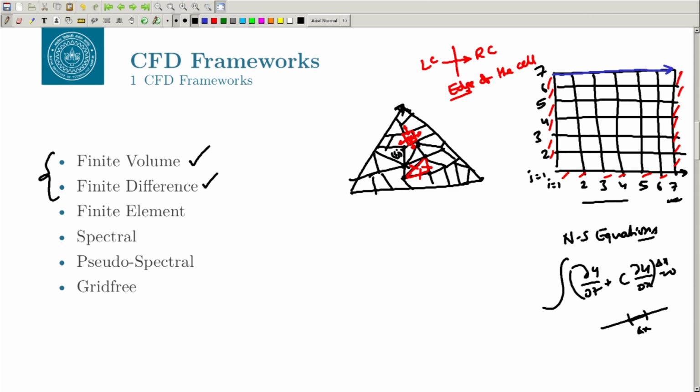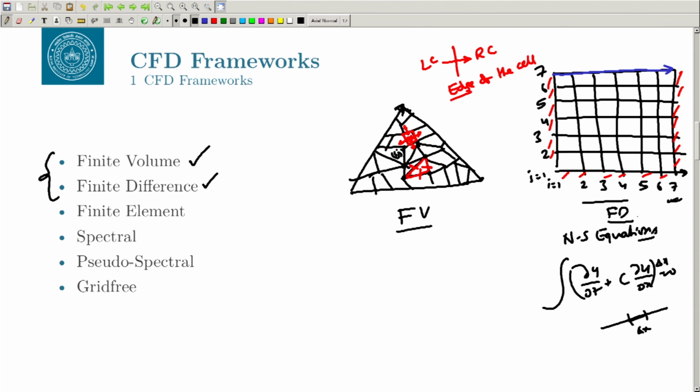So, if you use this approach where you are using an integral form of the Navier-Stokes equations, and you ensure that the conservation of mass, momentum, energy, etc., is done in every single cell, this approach is called the finite volume approach. This is finite difference and finite volume. So, what are the advantages and disadvantages of finite difference and finite volume?